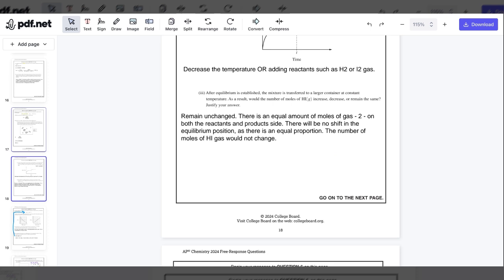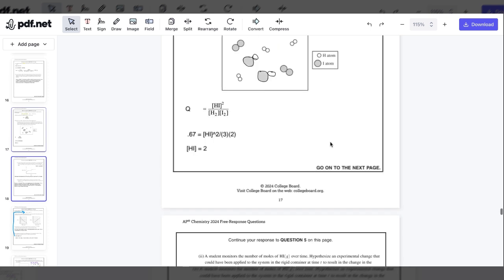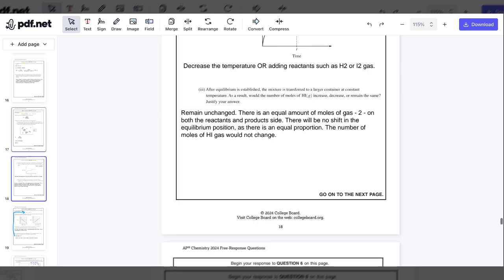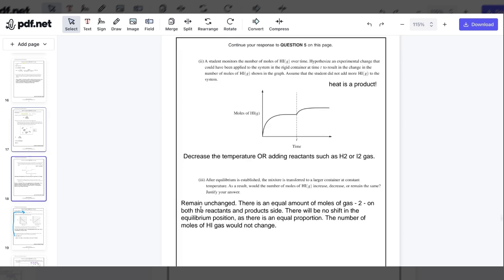For part B3, after equilibrium is established, the mixture is transferred to a larger container at constant temperature. As a result, would the number of moles of HI gas increase, decrease, or remain the same? Again, you're using your balanced equation. So notice you have 1 mole of H2 gas, 1 mole of I2 gas, and then 2 moles of HI gas on the product side. So I would say remain unchanged.